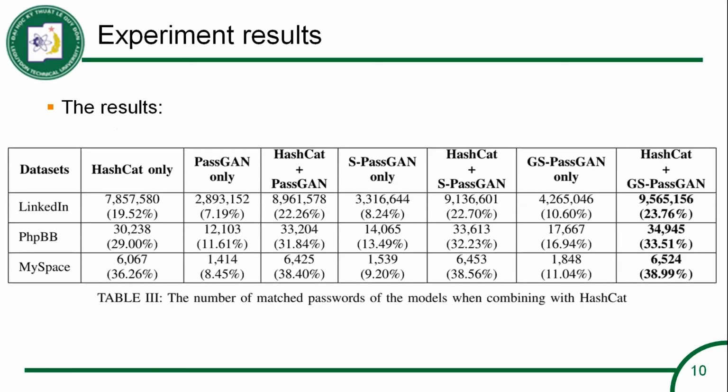And here is the result. The second column is when we use Hashcat only. This is quite a common tool for people in cybersecurity. If we use only Hashcat, the result is nearly 19% matched passwords. But when we combine it with our proposed models S-PassGAN and GS-PassGAN, the result is quite a bit better. We can improve the results from 19% up to 23%.